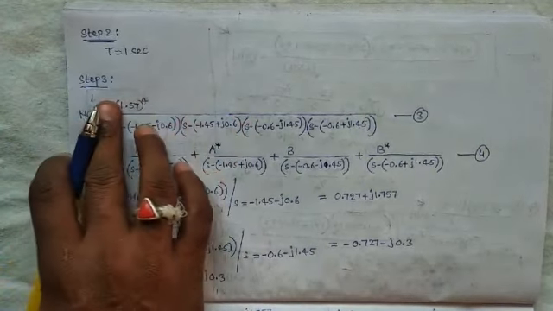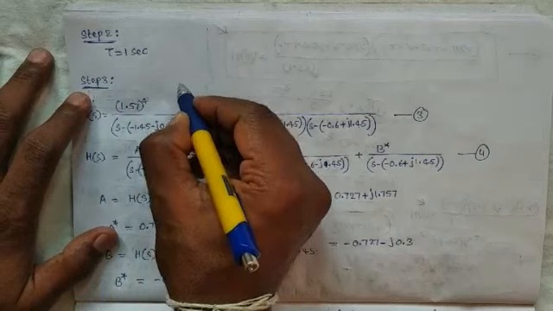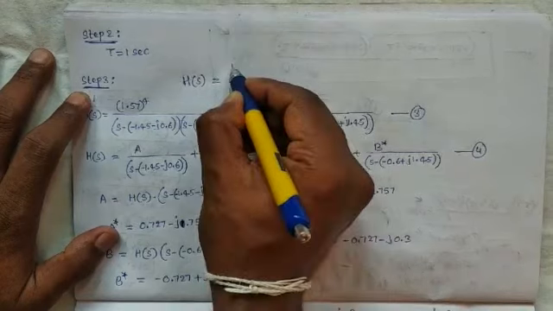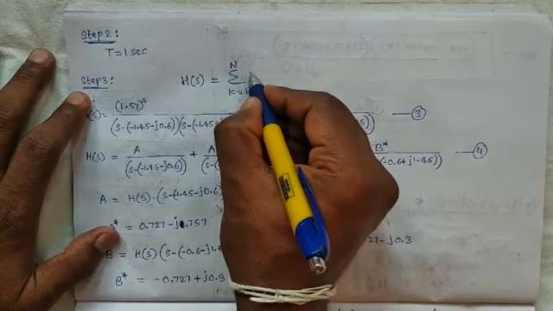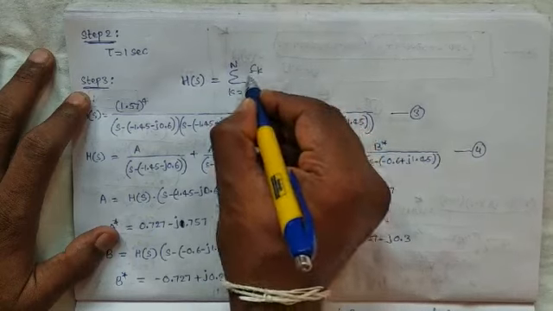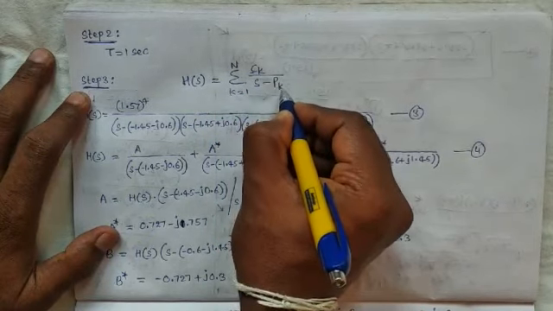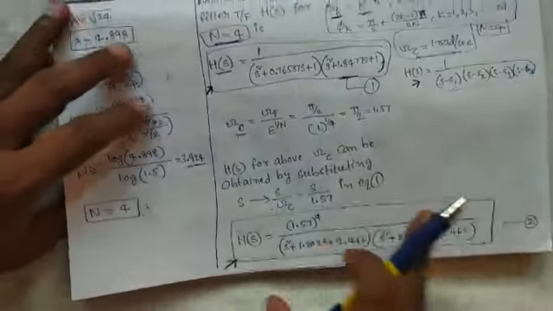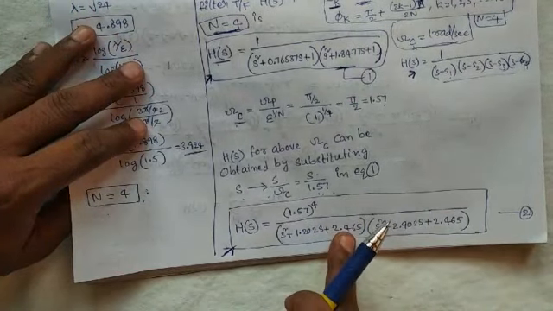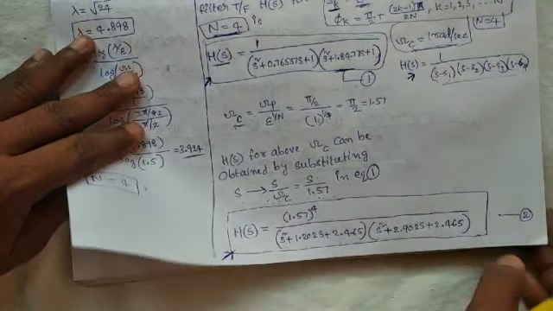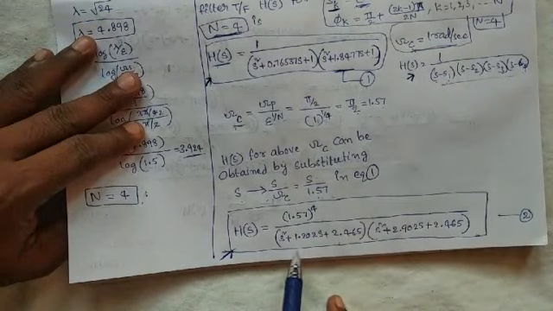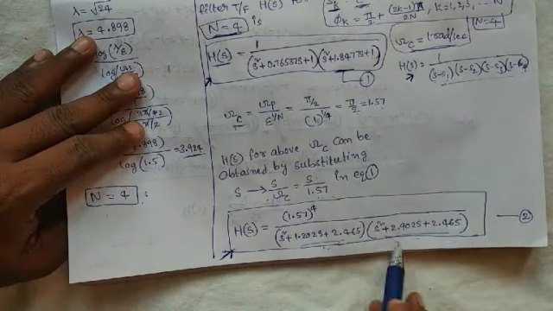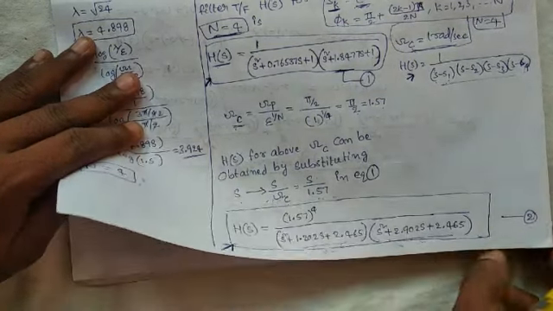In step 3, we express H of s in terms of single pole filters, the sum over k equal to 1 to capital N of Ck by s minus pk form. Single pole filter means we are representing these two quadratic functions in terms of 4 roots, 4 factors.